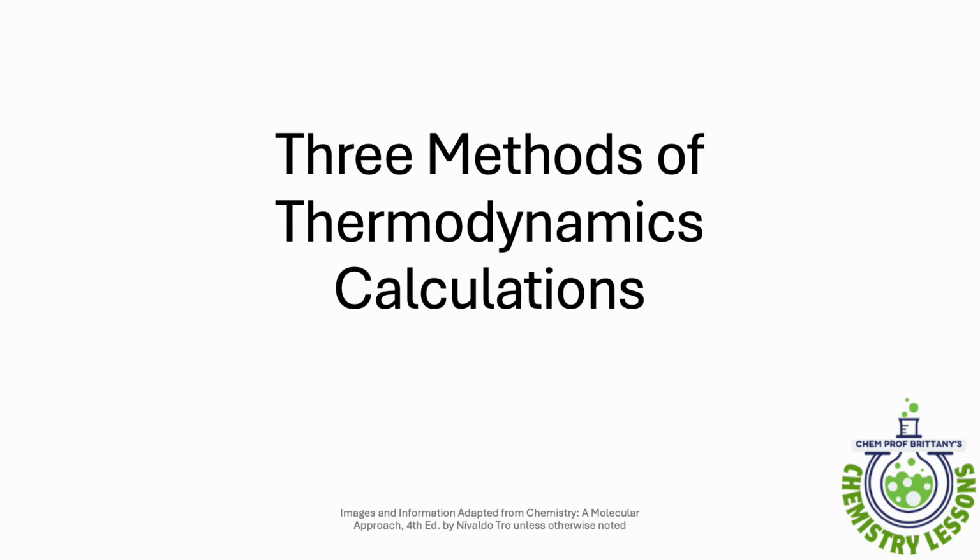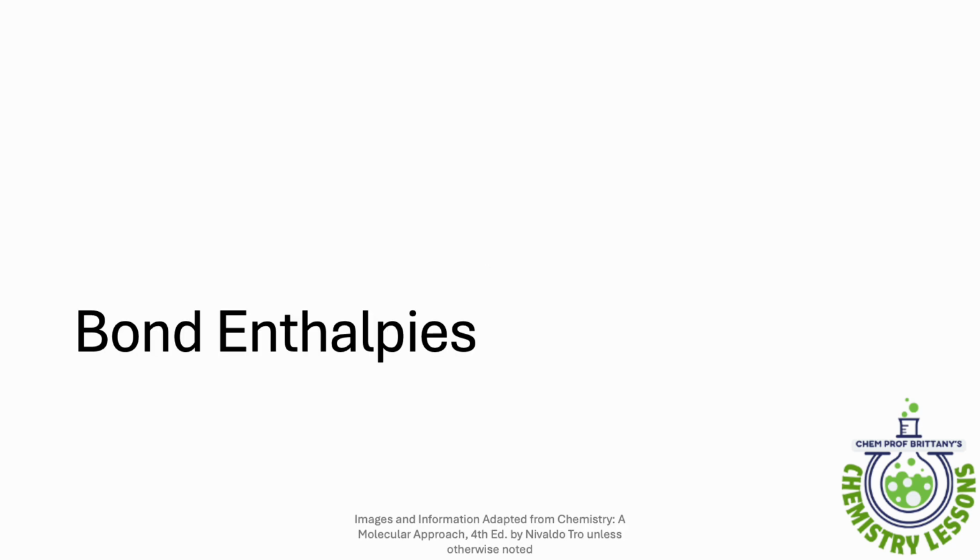Here, we're going to talk about the 3 different methods for calculating some thermodynamics calculations. So there are 3 different ways to do the same calculation to get the same answer. Basically, to figure out how much energy gained or lost is associated with a particular reaction. The first method for how to do this is bond enthalpies.